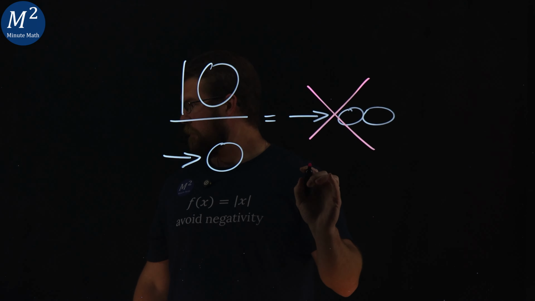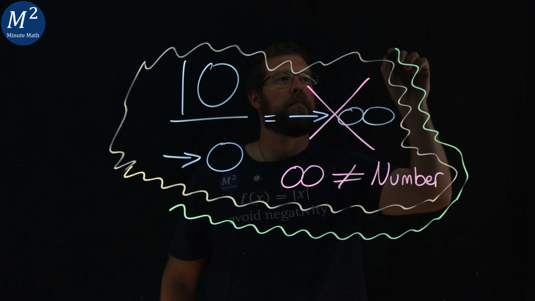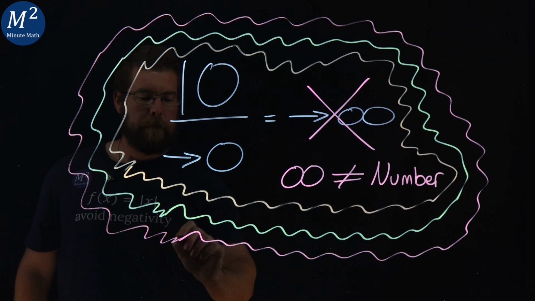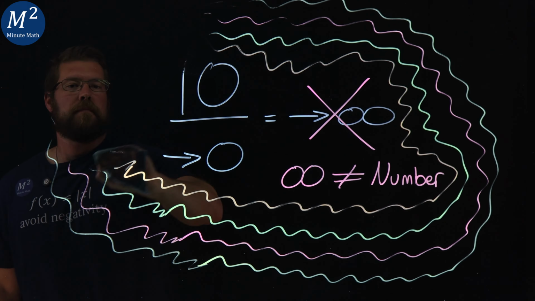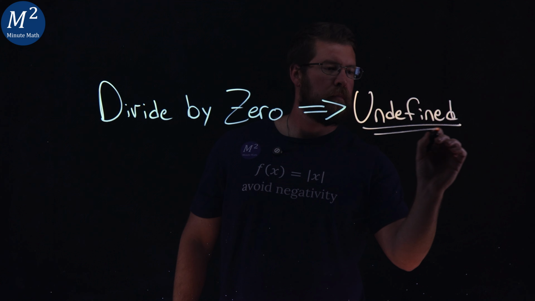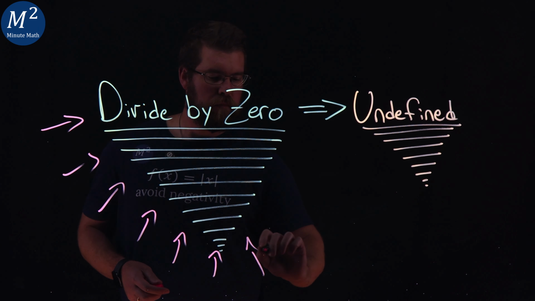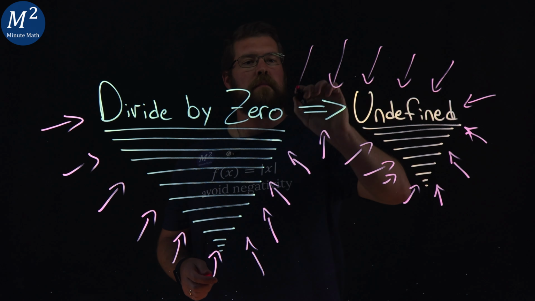But infinity isn't a real number. It's a concept. So we can't say the answer is infinity. We say it's undefined. So dividing by 0 doesn't give us a huge number. It gives us no valid number at all. That's why your calculator says error, and why math just, well, says nope.